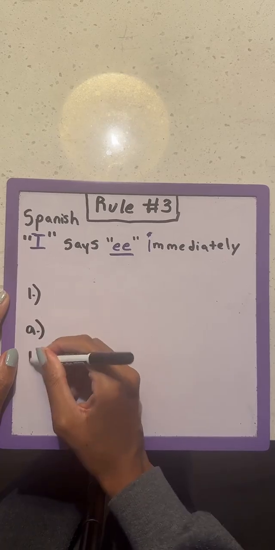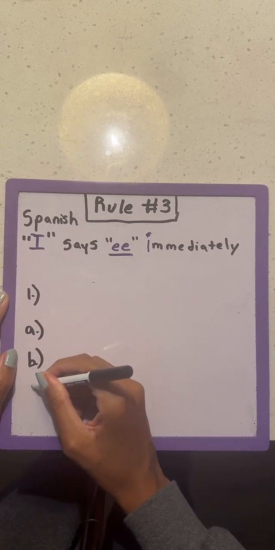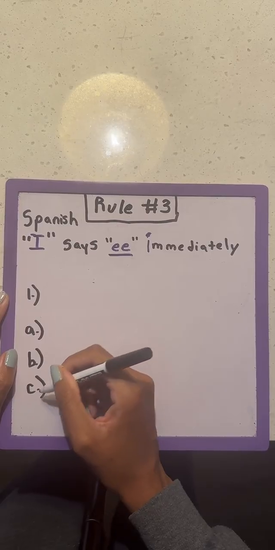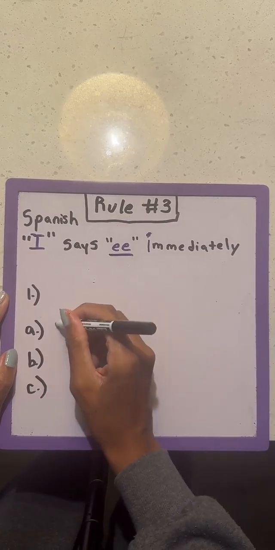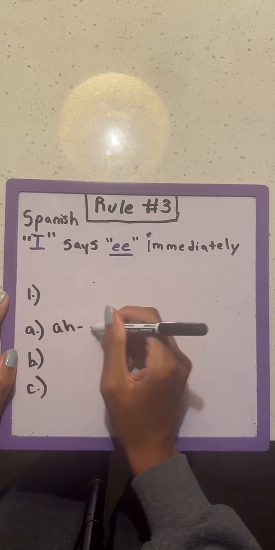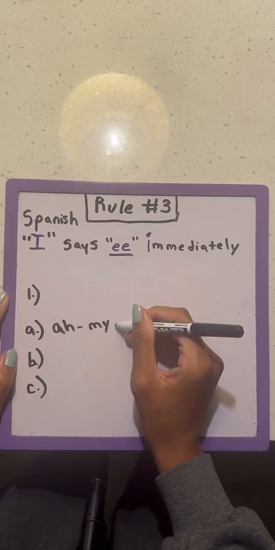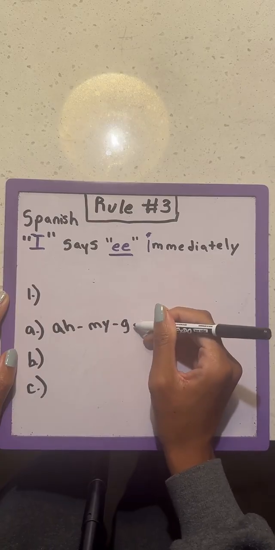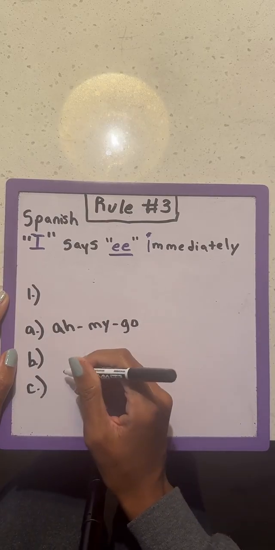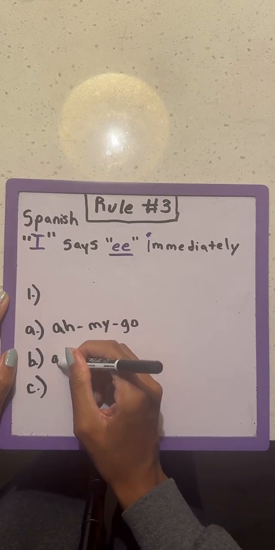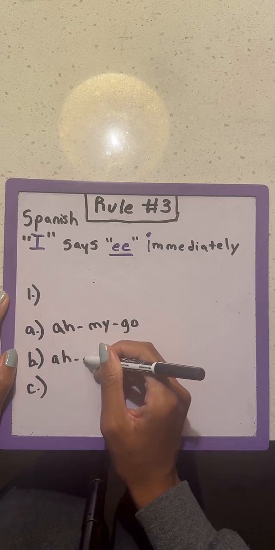Let's see these sentences. Okay, I'm seeing some good sentences so far. Mi hija es bonita.